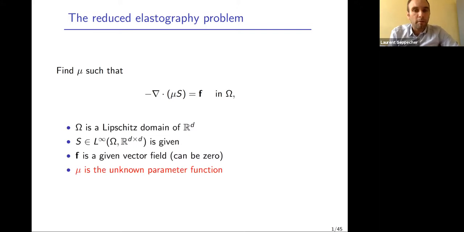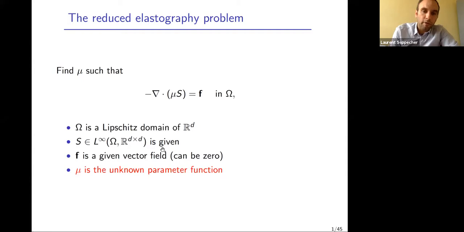What we know about this problem is the following. We know a Lipschitz domain, which is not of great importance, actually. It could be a subdomain of interest. And inside this domain, we know the tensor S. S is a matrix. We assume it's a bounded matrix, not necessarily symmetric, but we know it. We can deduce it from the data, and we'll see how. And F is also something that we know. It's a given vector field.